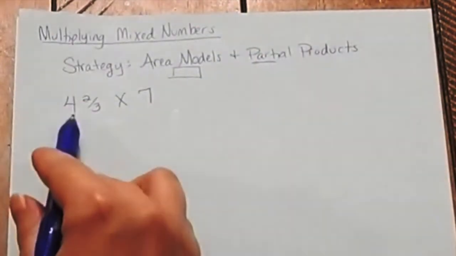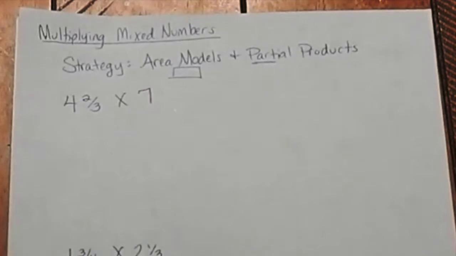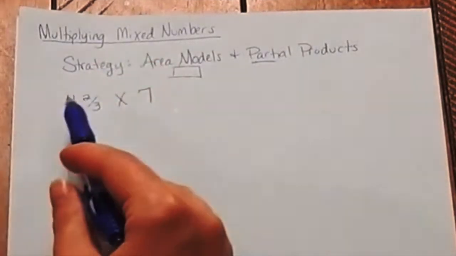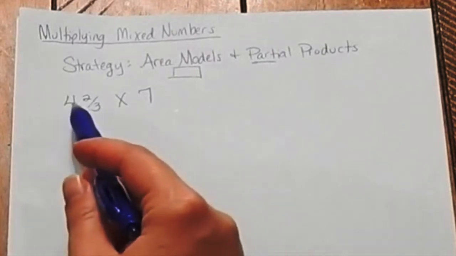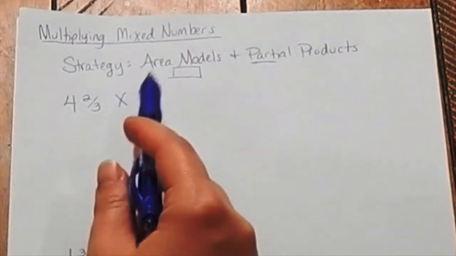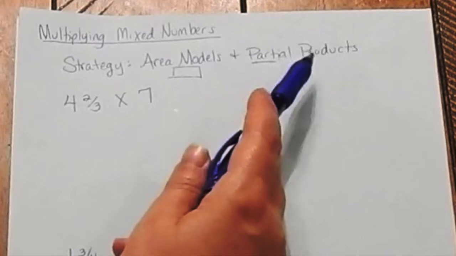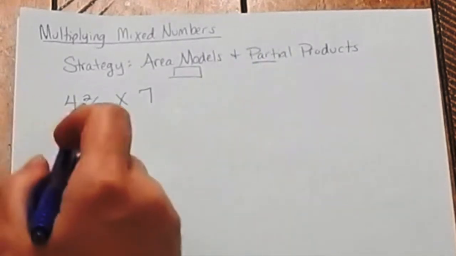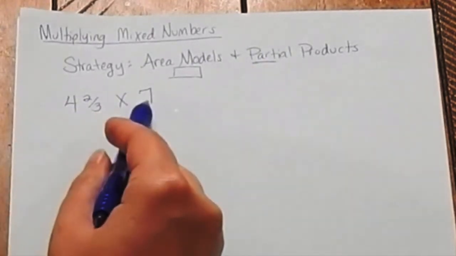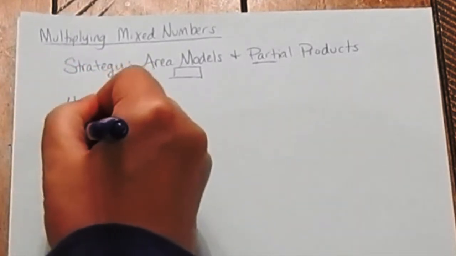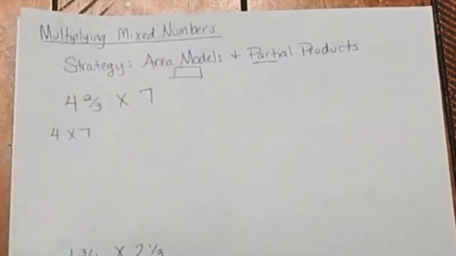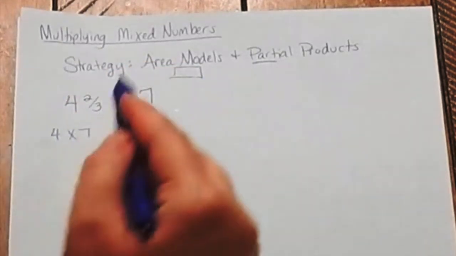All right, so we have 4 2/3 times 7. When would you ever have to do that? Well, if somebody in 6th grade asked you, what is the area of this triangle? Its measurements are 4 2/3 inches by 7 inches, for example. So you would have to multiply them. The way that we're going to do that is we're going to break it down to its partial products. So basically it's 4 times 7. That's one of the partial products. And we can figure that out because it's just a fact. 4 times 7 is 28.